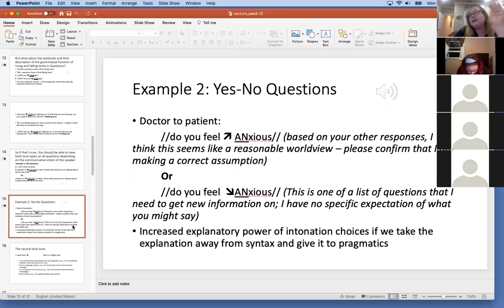We can do exactly the same thing with yes, no questions. Yes, no questions can go up or they can go down. So if we've got an example of a yes, no question here, doctor to a patient: Do you feel anxious? Which glosses as, based on your other responses, I think this seems reasonable. Okay, confirm to me that I am correct, that you feel anxious also. Or, do you feel anxious?